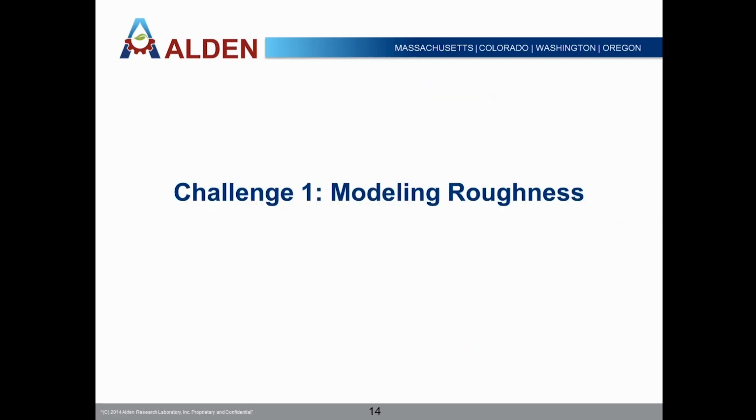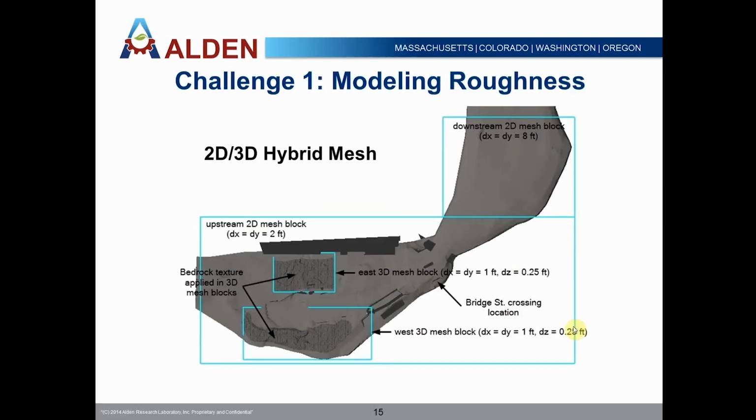So challenge one, modeling the roughness in CFD. Because the roughness is so fine scale, we have a large domain here that's essentially the 2D shallow water mesh block, and into that we drop these high resolution 3D mesh blocks that pick up that fine scale roughness explicitly. And this is a practical approach that's made possible by our modeling software, Flow3D by Flow Science. It's a really cool feature of Flow3D.